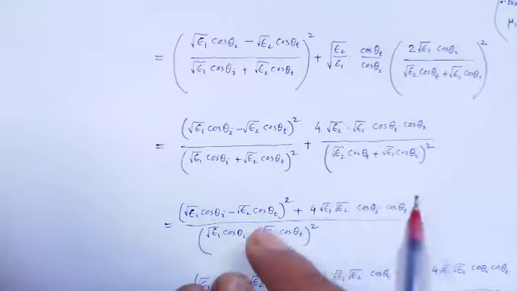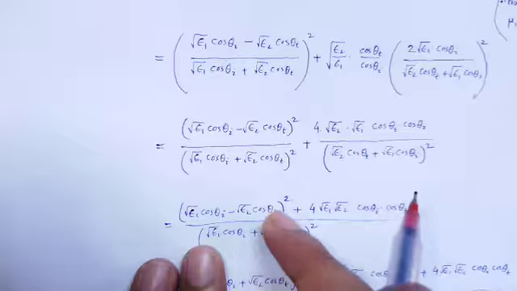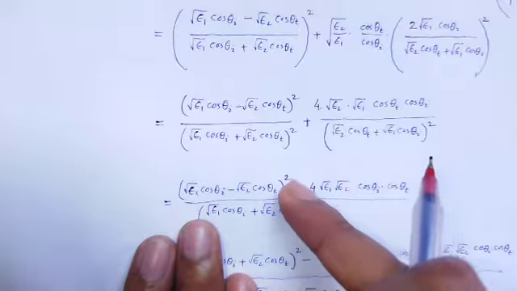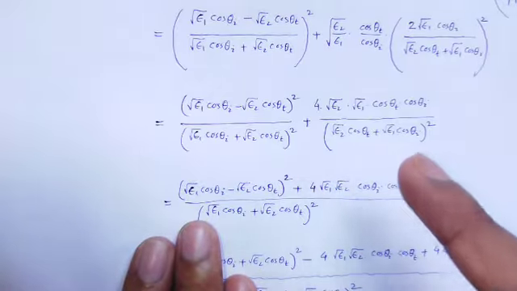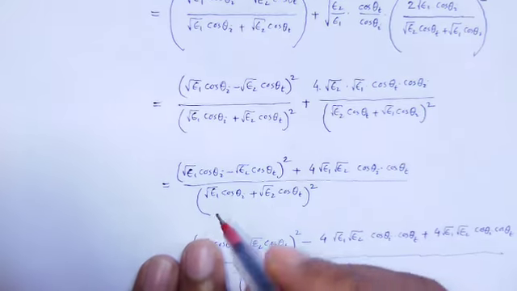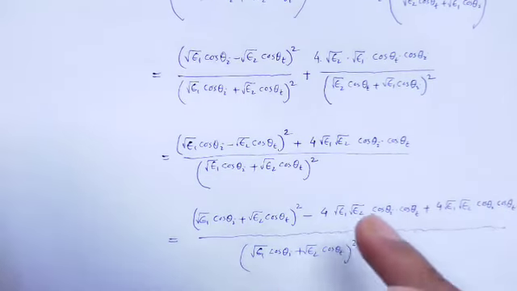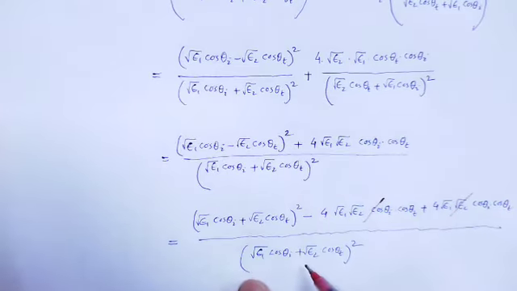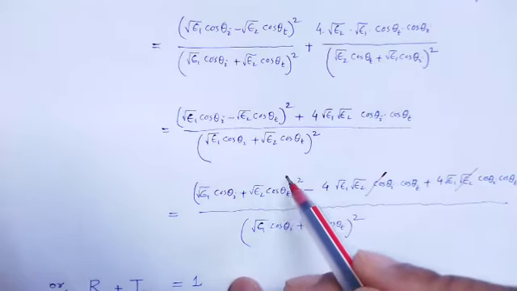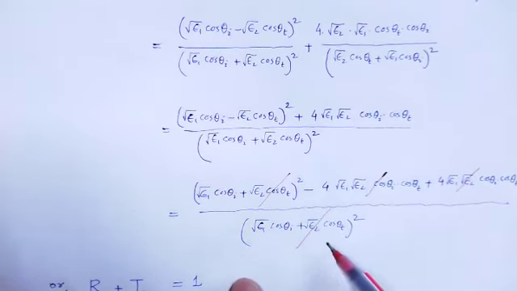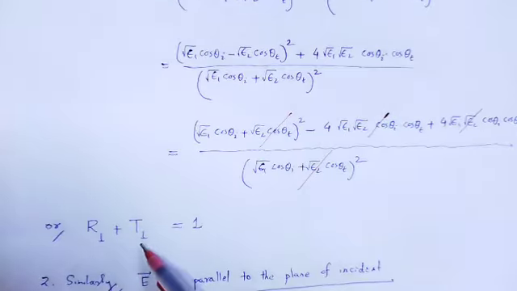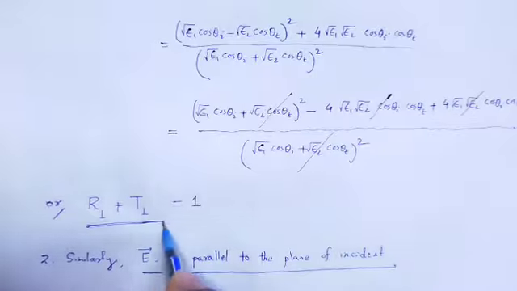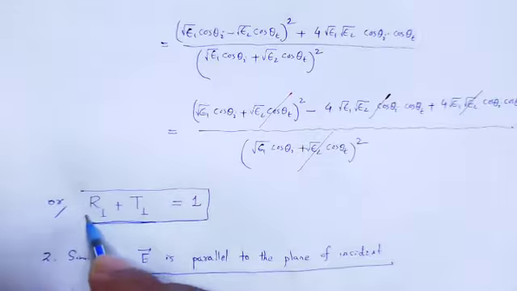Taking the LCM, we have this one. The identity used is: a minus b whole square is equal to a plus b whole square minus 4ab. So a minus b whole square is a plus b whole square minus 4ab, plus this one, plus minus cancelled out. In the numerator and denominator the terms are the same, so this cancelled out. Finally, we obtain r perpendicular plus t perpendicular is equal to 1.